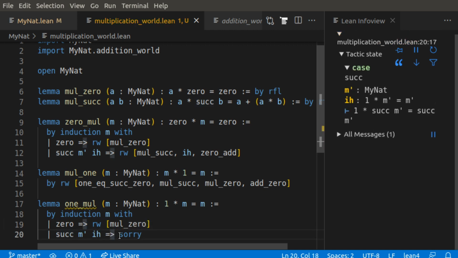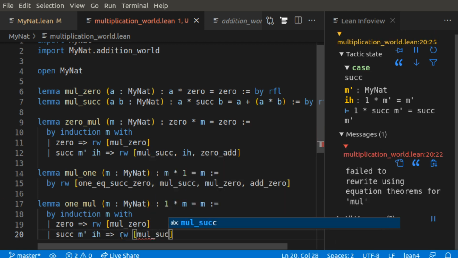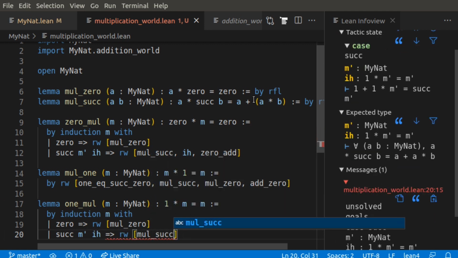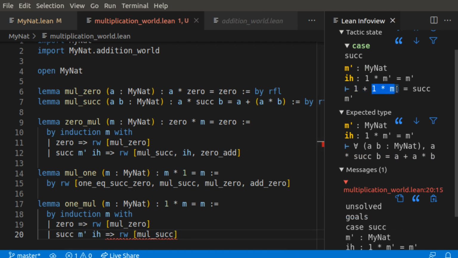Okay, for this case, 1 times successor m prime equals successor of m prime. And with the inductive hypothesis of 1 times m prime equals m prime. Well, this is in the form of a times successor of b, so let's try mul successor. 1 plus 1 times m prime equals successor of m prime.